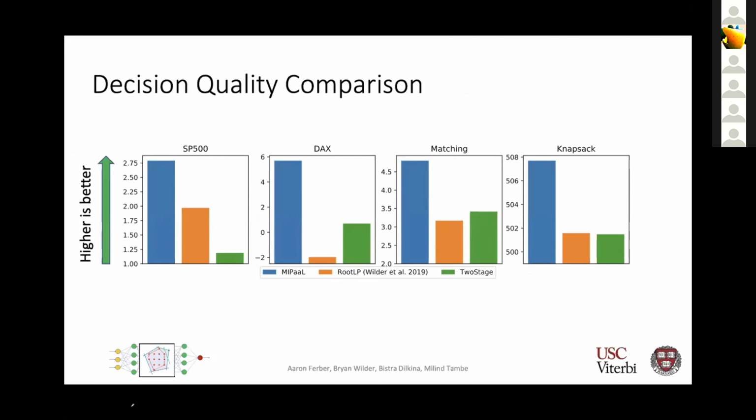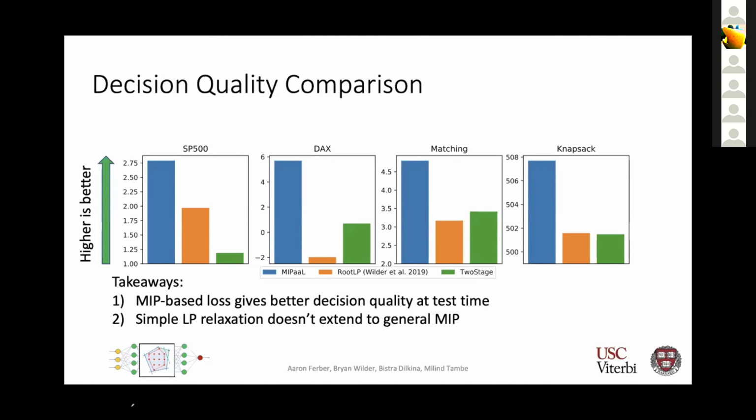So here are the testing results using different training methodologies in each of our setups. In blue is the model performance of MIPaaL's MIP-based loss. Orange is trained using just the root LP relaxation and not generating cuts. And green is the standard 2-stage approach, which is trained ambivalent towards those downstream decisions. In these settings, higher is better in that we want our portfolios to have high ROI, provide matchings with high success rates, and find battery schedules to maximize the prices we can sell at.